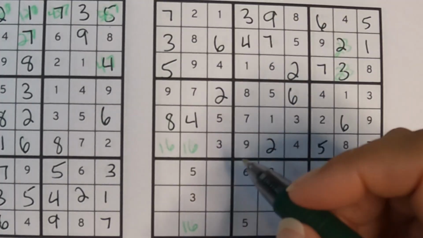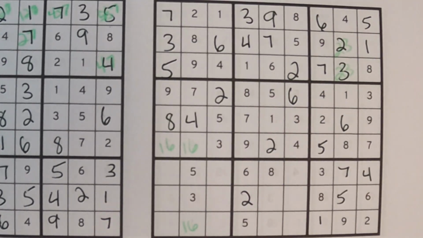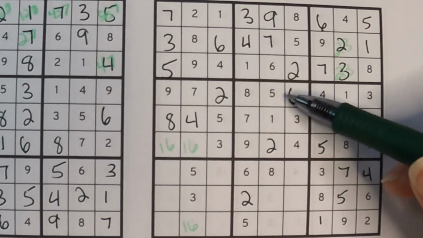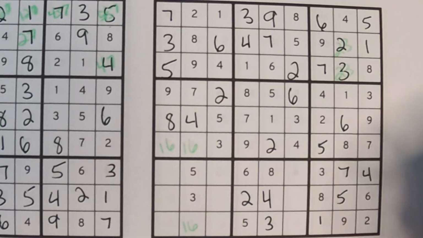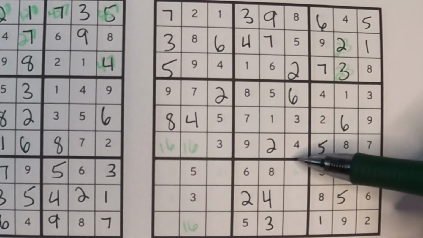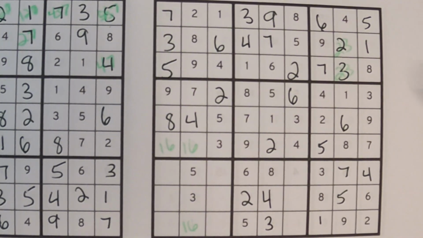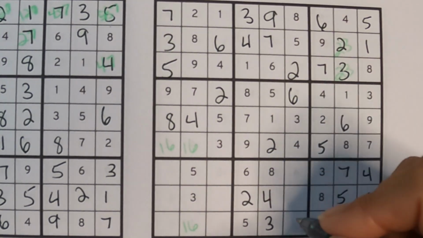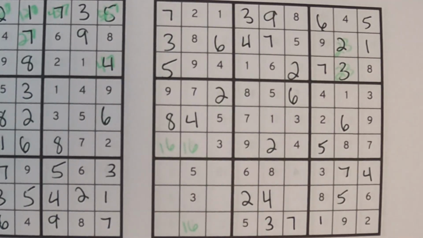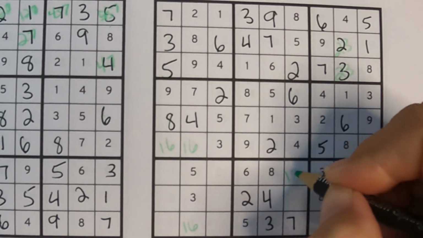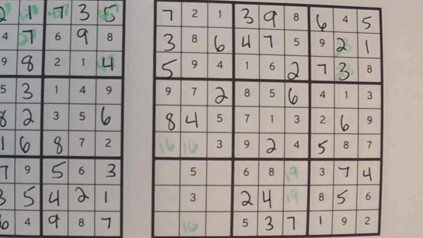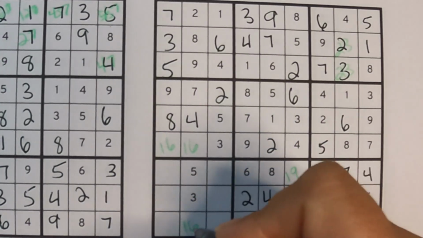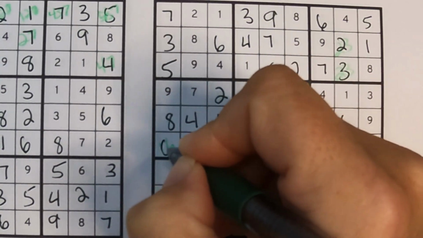For this column, we're just missing a 2. For this column, we're missing 3 and 4. We've got a 3 here, so 4, 3. For this box now, we're missing 1, 7, and 9. We've got 1 and 9 here, so this is our 7. I don't see any other help. So 1, 9, 1, 9. Oh, this 1 makes this our 6, 1, 6.